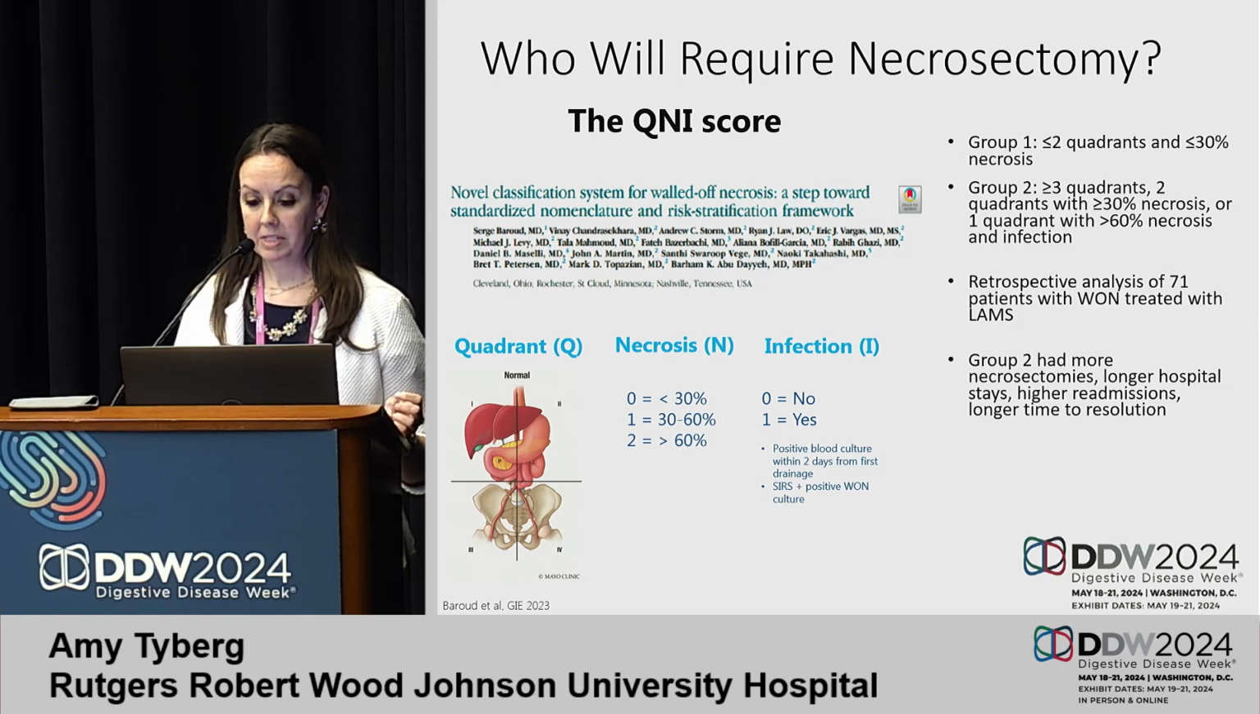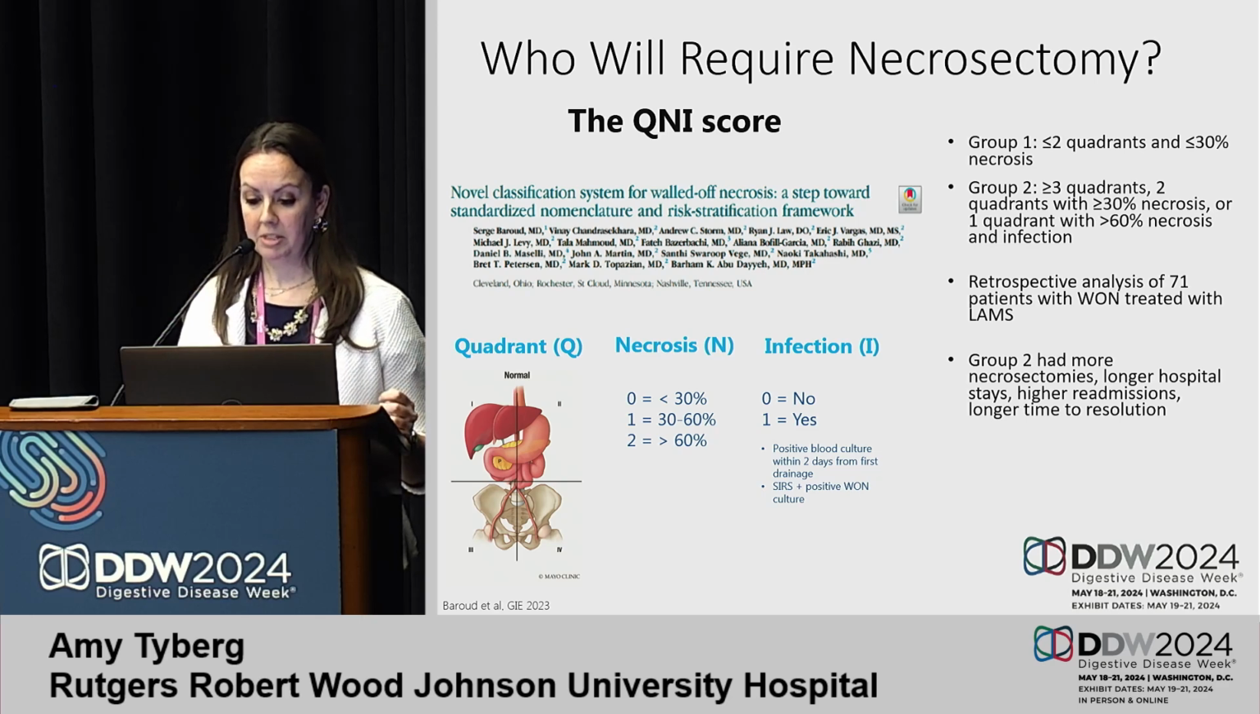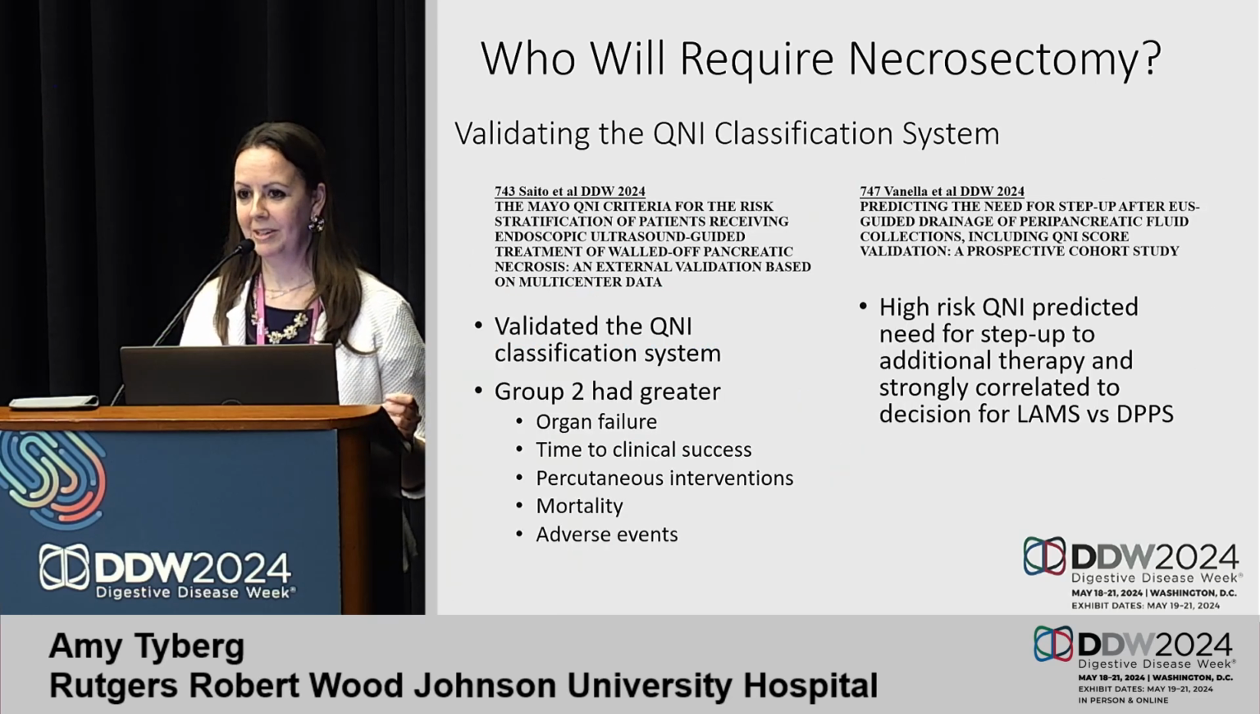And what they found was that those with more than 3-quadrant involvement, or 2 quadrants with more than 30% necrosis, or 1 quadrant with more than 60% necrosis and infection, required more necrosectomies, longer hospital stays, higher readmissions, and a longer time to resolution. So a nice prognostic indicator. And there have actually been a couple of abstracts which have prospectively validated this score and found it to be a nice prognostic indicator.